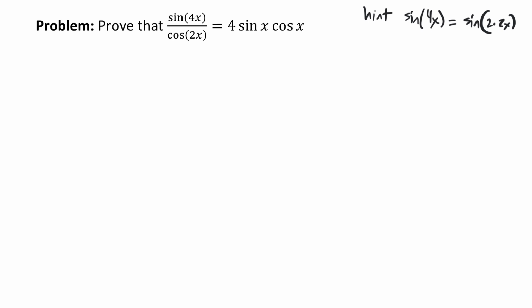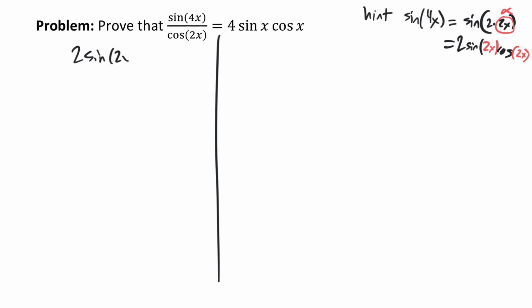All right, so just continuing with my hint, what we have here is kind of like a sine 2 alpha, but the alpha is itself 2x. So the formula then becomes 2 sine 2x cos 2x. All right, so let's go ahead and pop that in over here: 2 sine 2x cos 2x divided by cos 2x. And we see a cos 2x in common, so we can cross those off.